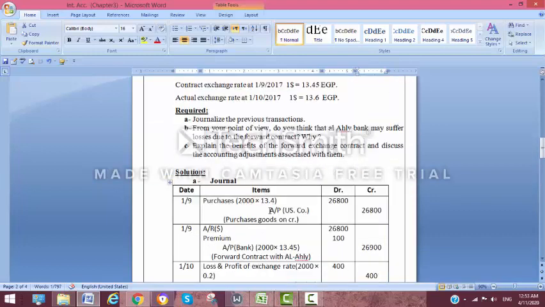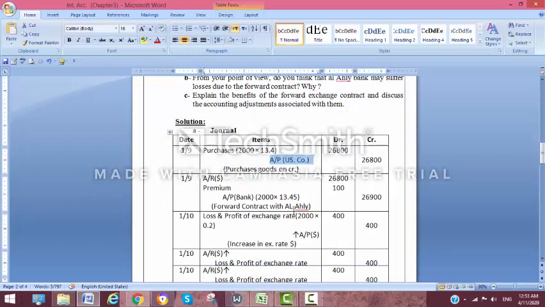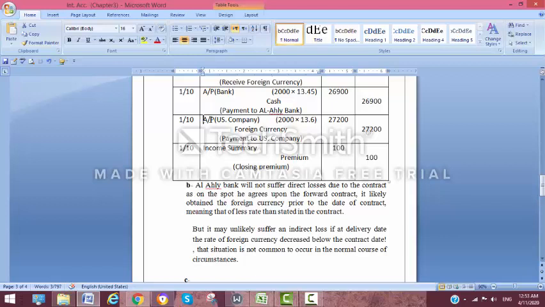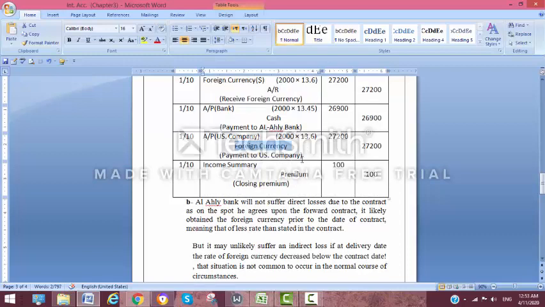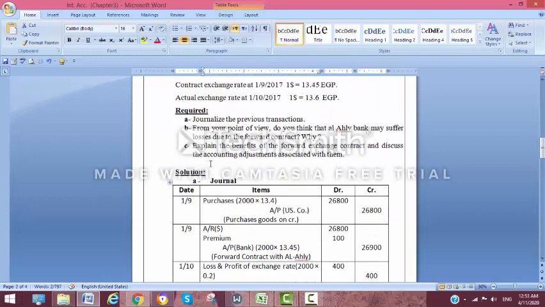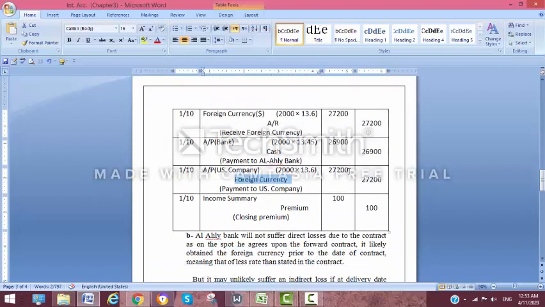Accounts payable to the US company is credit, so you need to make the closing entry by debit. Accounts payable to the US company and closing by foreign currency, the payment to the US company, is valued in Egyptian pounds. You need to make the transfer from American dollars to Egyptian pounds: 2000 multiplied by the last exchange rate, 13.6, equals 27,200 Egyptian pounds by debit and by credit.